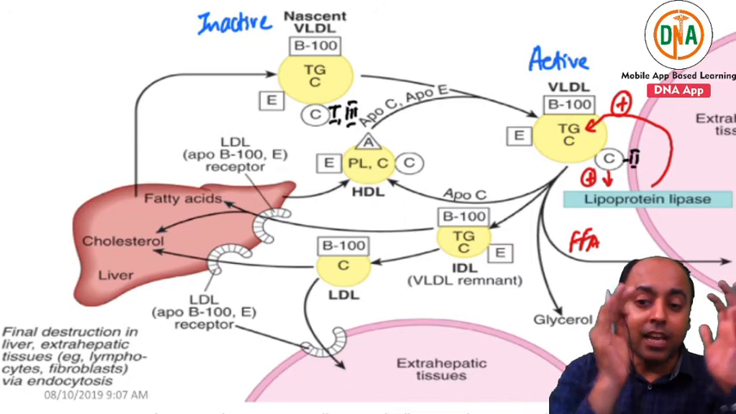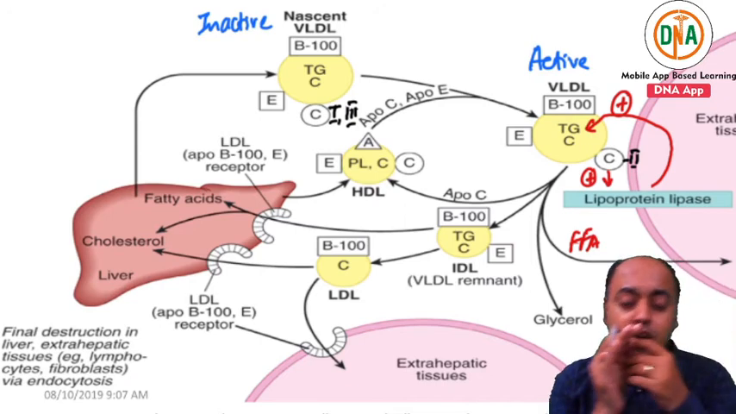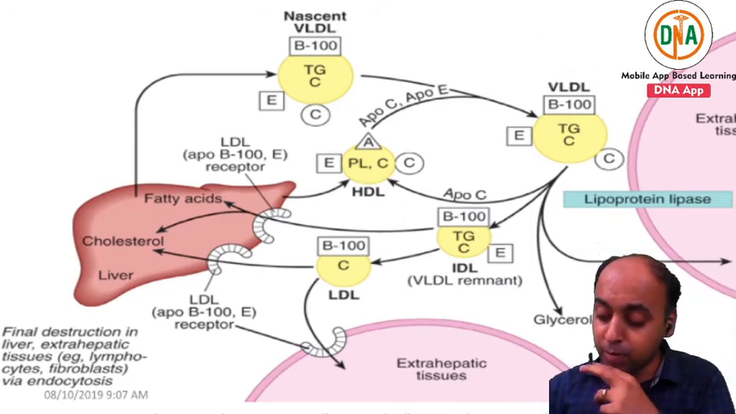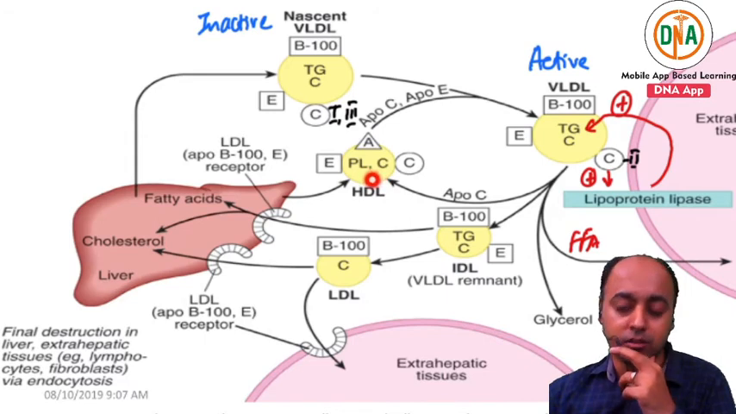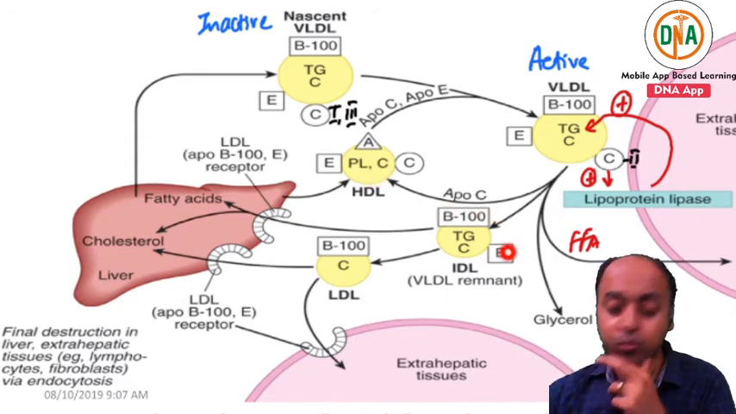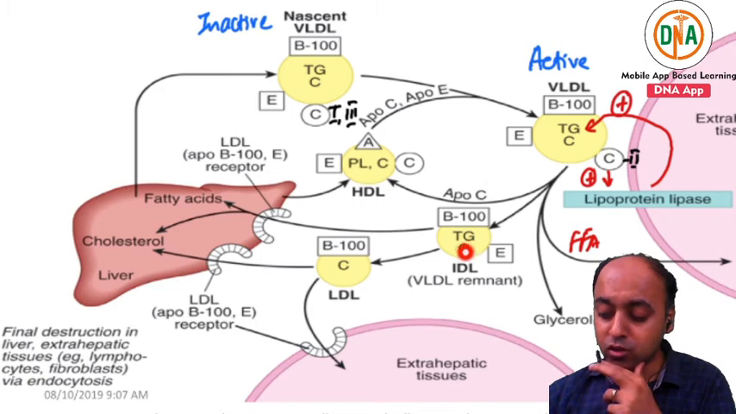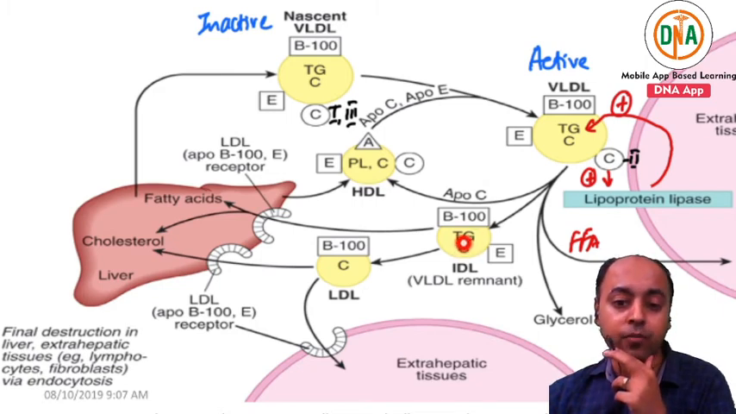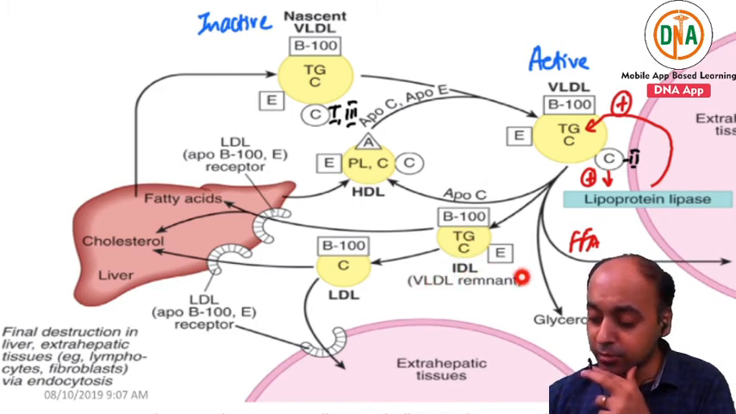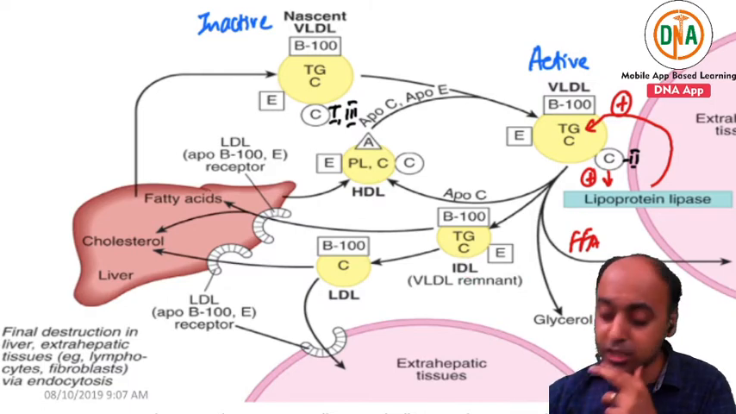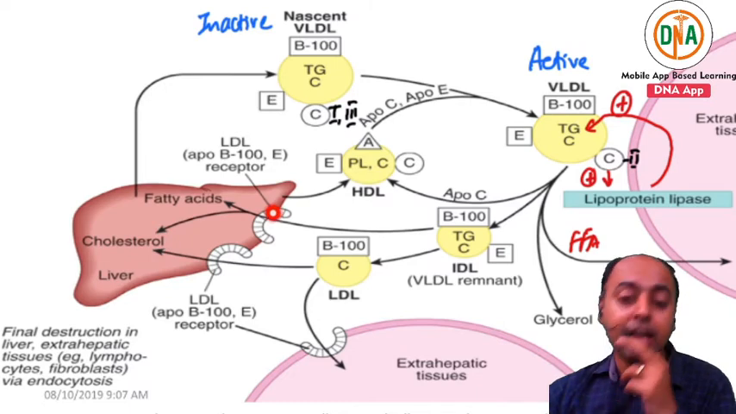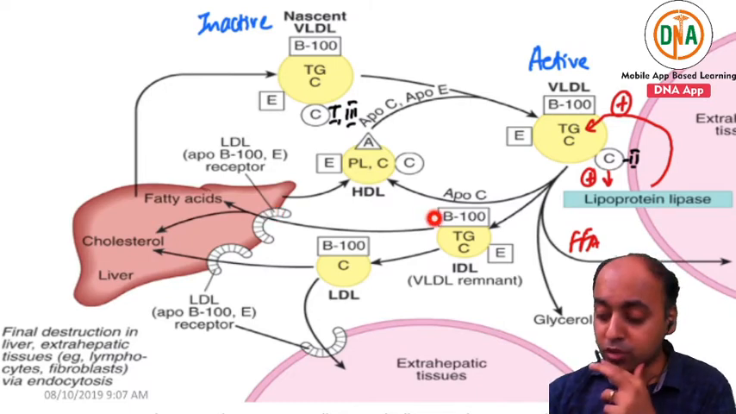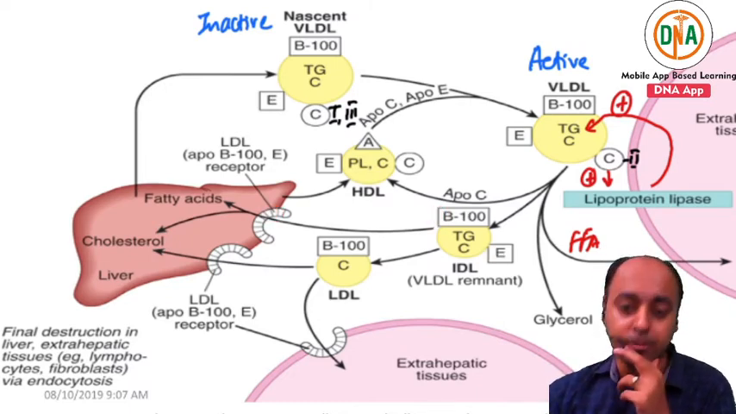So again the size will become smaller, and all proteins cannot be maintained on the surface. The ApoC2 is returned to the HDL. So we are left with B100 and ApoE, with a comparable amount of triacylglycerol and cholesterol. This is the VLDL remnant known as the IDL, which can be taken up by the LDL receptor and LDL receptor related protein, because we have both B100 and ApoE.